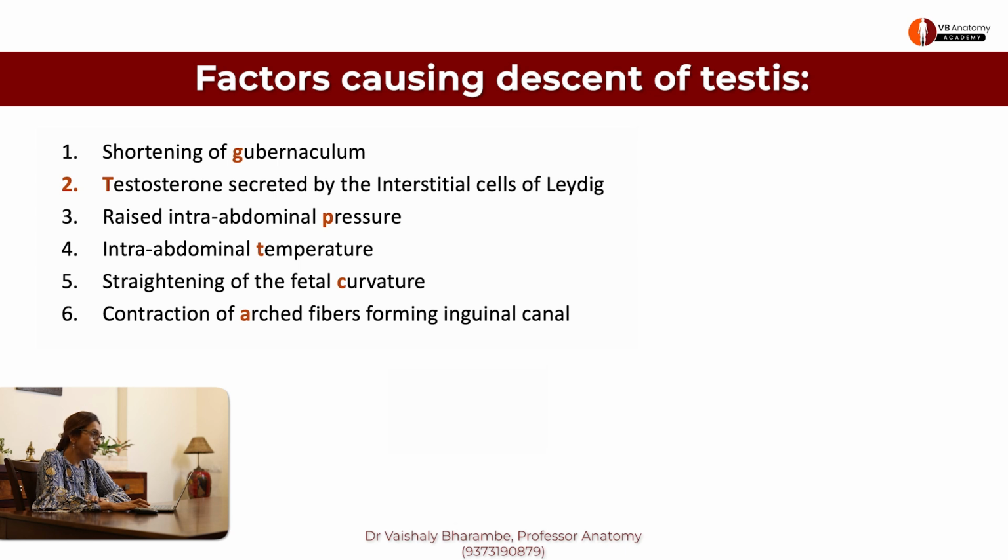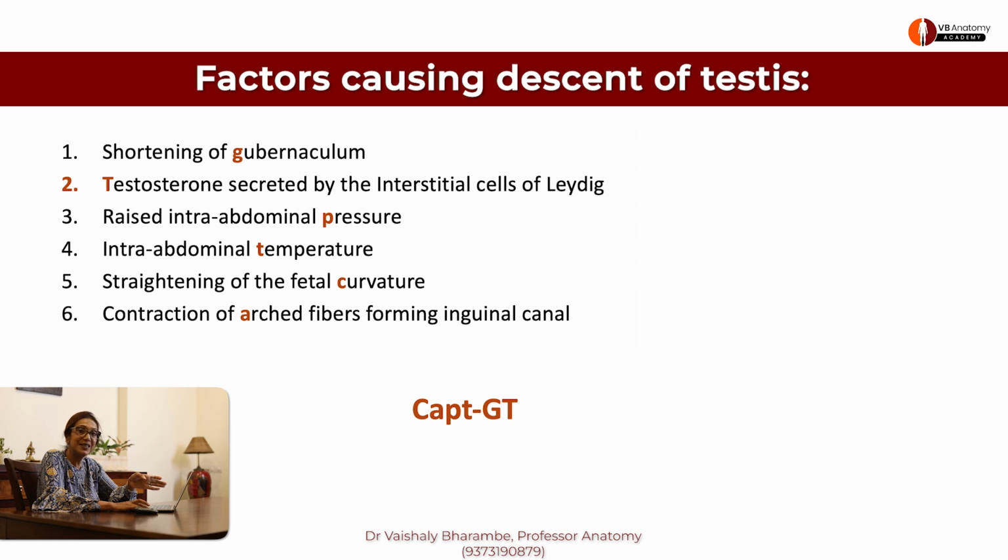So what's your mnemonic for this? Capt GT. I don't know if it works for you. It worked for me. So how do you use it? Okay. The C is the fetal curvature. A is the arched fibers of inguinal canal. P and T are the pressure and temperature of abdominal cavity. G and T are gubernaculum and testosterone respectively. Use a mnemonic or create one for yourself. Do not forget the factors that cause the descent of testes.